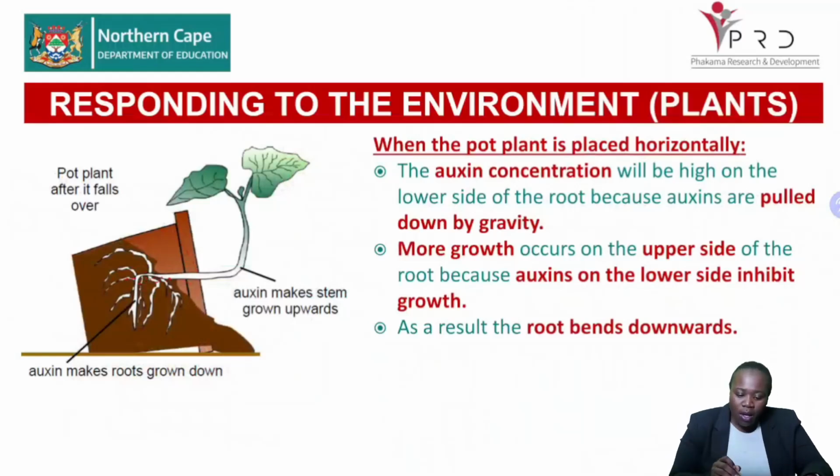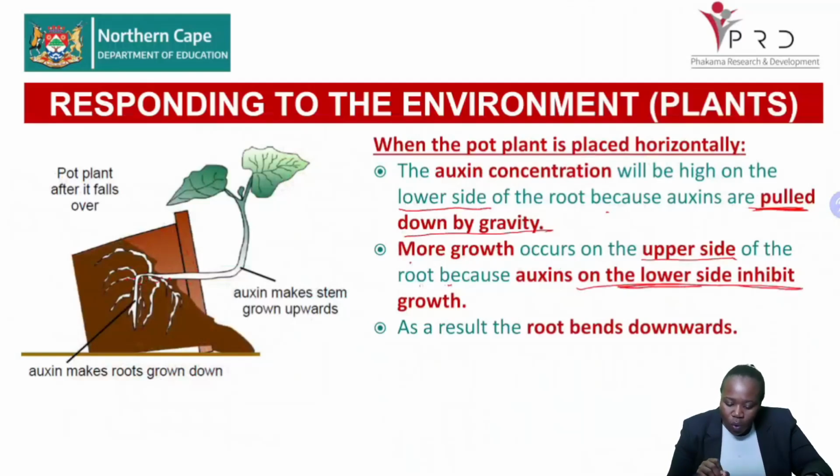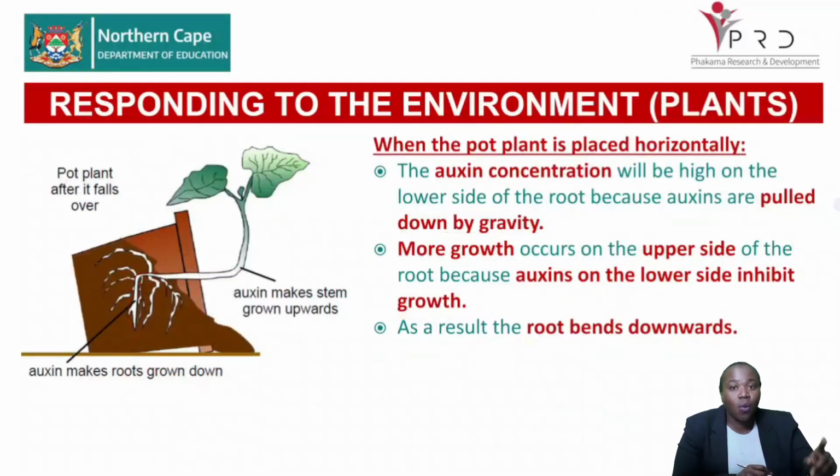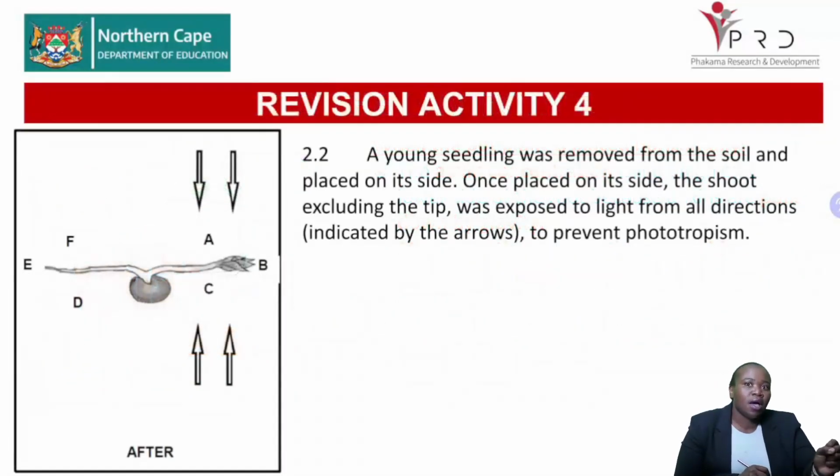Let's just read here. The auxin concentration will be high on the lower side of the root because it is pulled by gravity. More growth occurs on the upper side of the root because auxins on the lower side inhibit growth. This is because in the roots, auxins inhibit growth. As a result, the root will bend downwards. It grows on the upper side more, and then it bends downwards towards gravity. That is why we say roots are positively geotropic and shoots are positively phototropic.